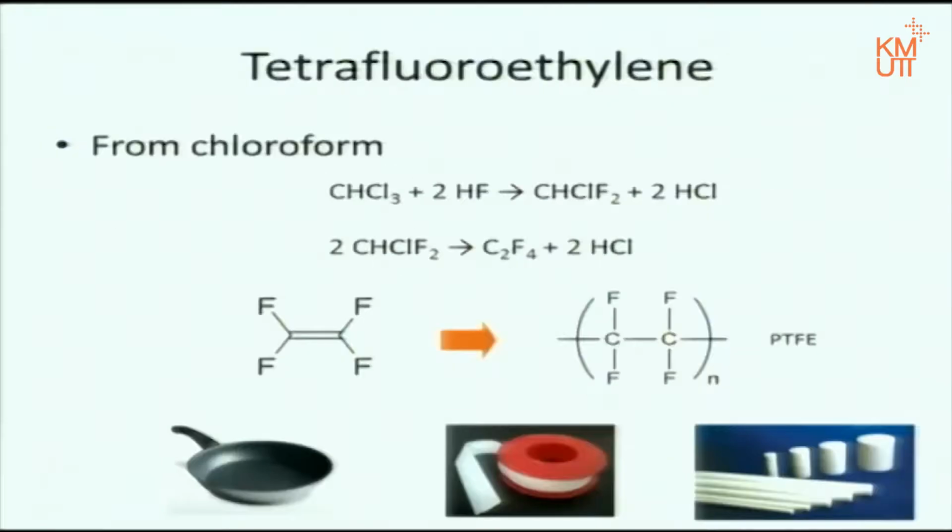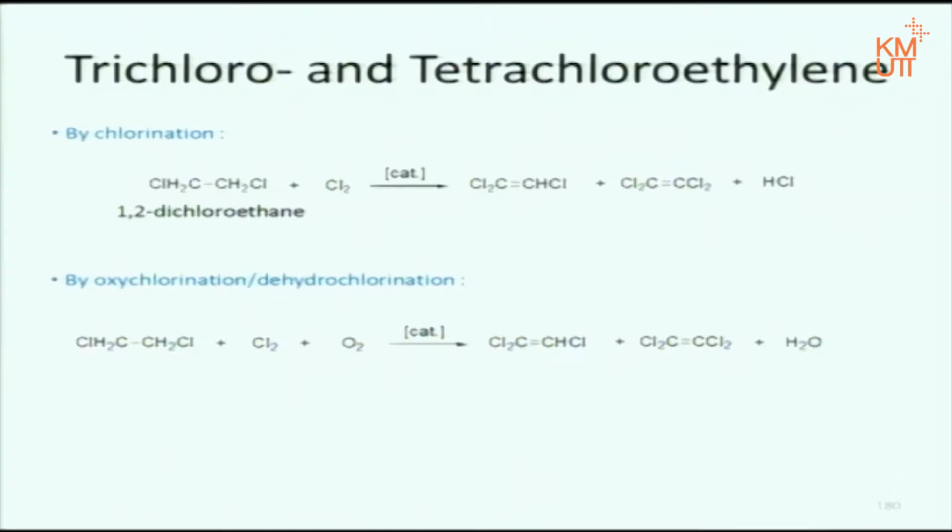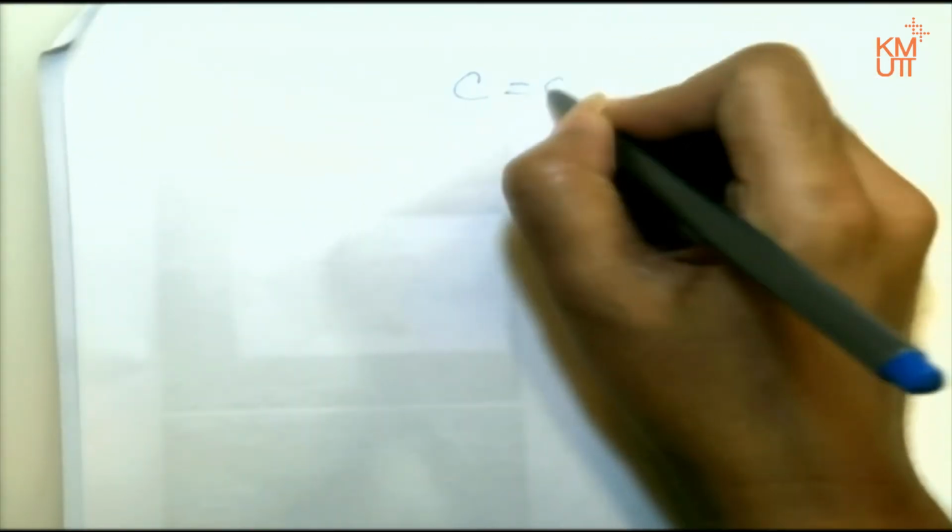So I want to summarize before the fluoride products. In order to summarize, I will start from ethylene. If you start from ethylene, you can start from ethylene. So all these products are derived from ethylene.